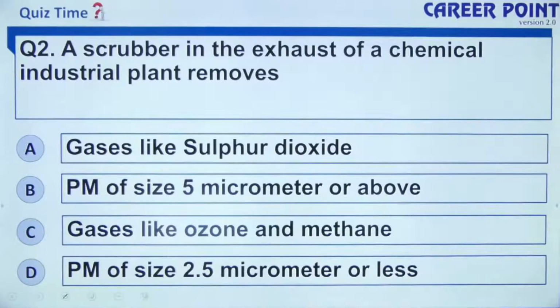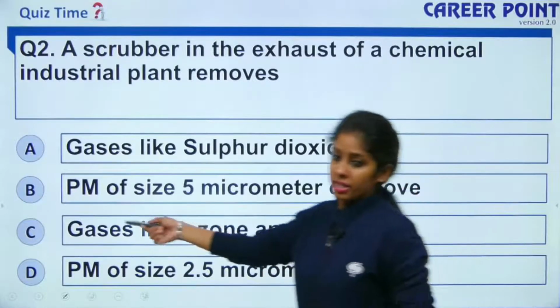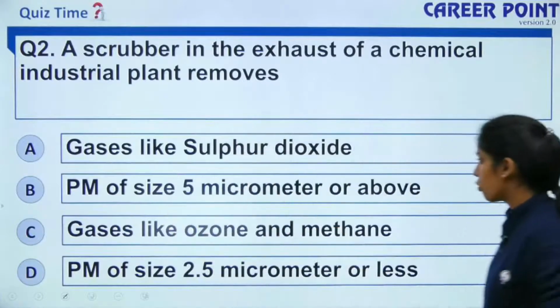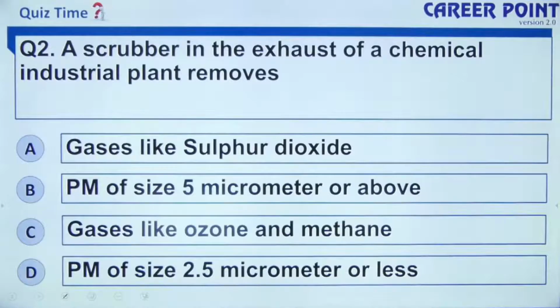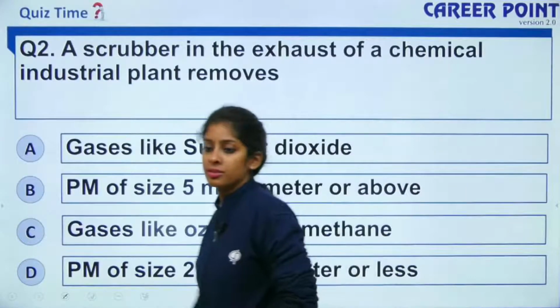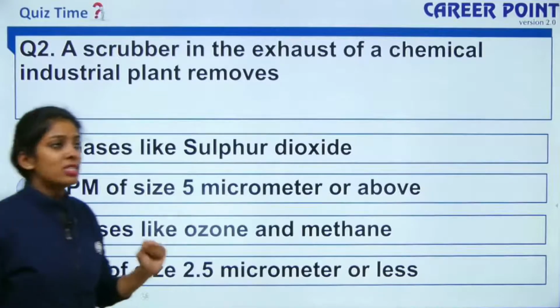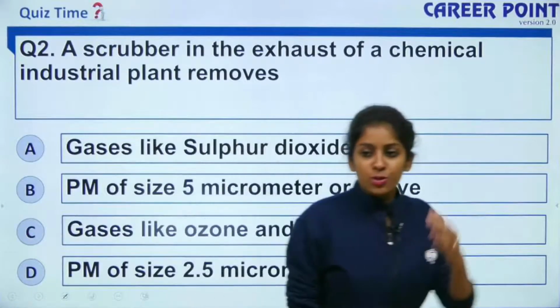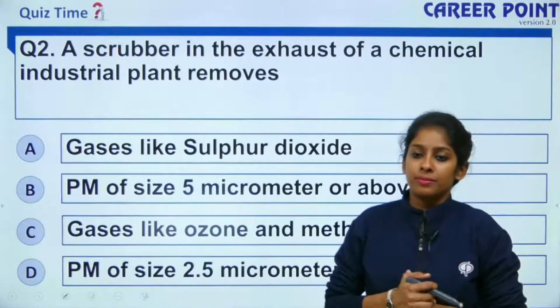Question number 2, a scrubber in the exhaust of a chemical industrial plant removes gases like sulfur dioxide. PM is particulate matter of size 5 micrometers or above. Gases like ozone and methane, particulate matter of size 2.5 micrometer or less. So which is the answer here? A scrubber. What is the role of your scrubber? It has a water or a saline spray, right? So what are the type of gases it can remove? So an exhaust passes through your scrubber, right? So what are the gases it can remove?